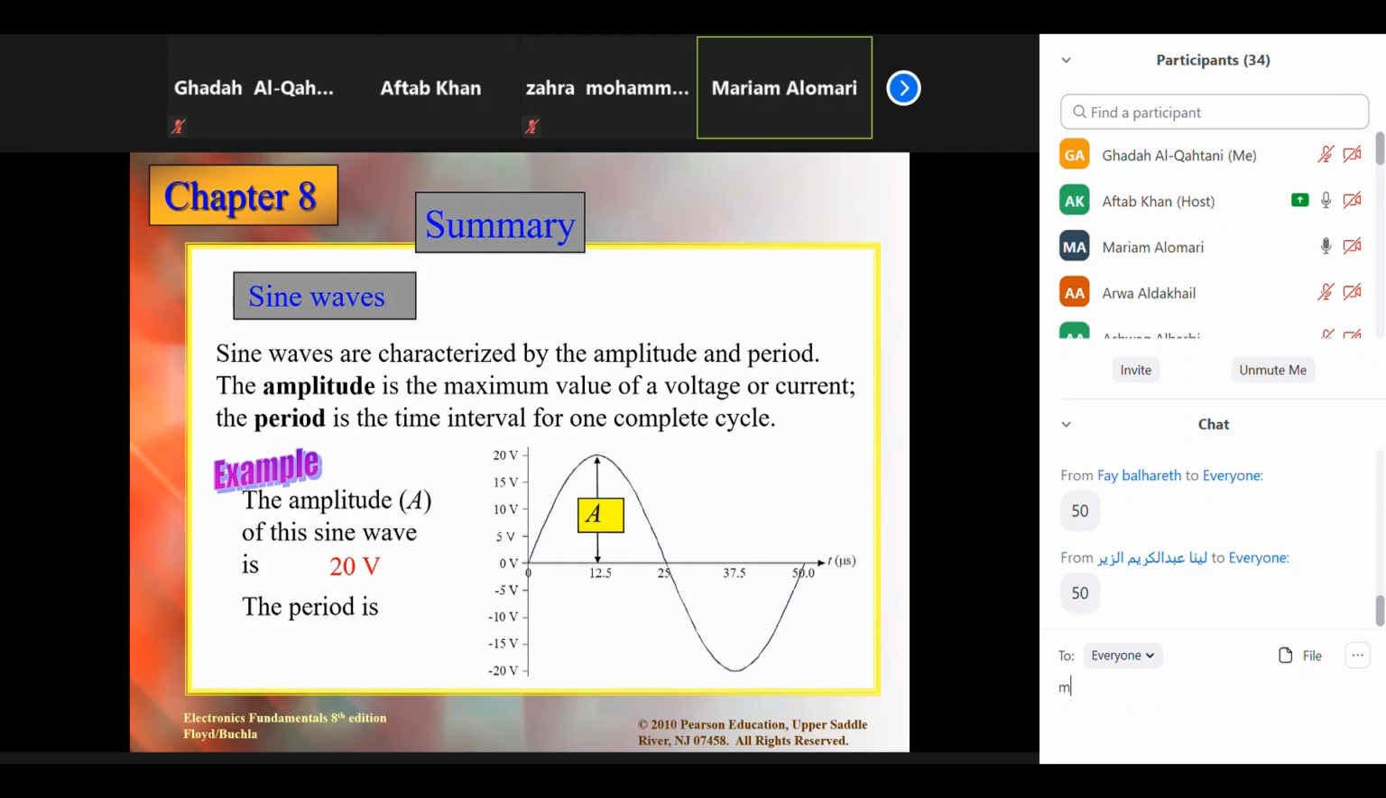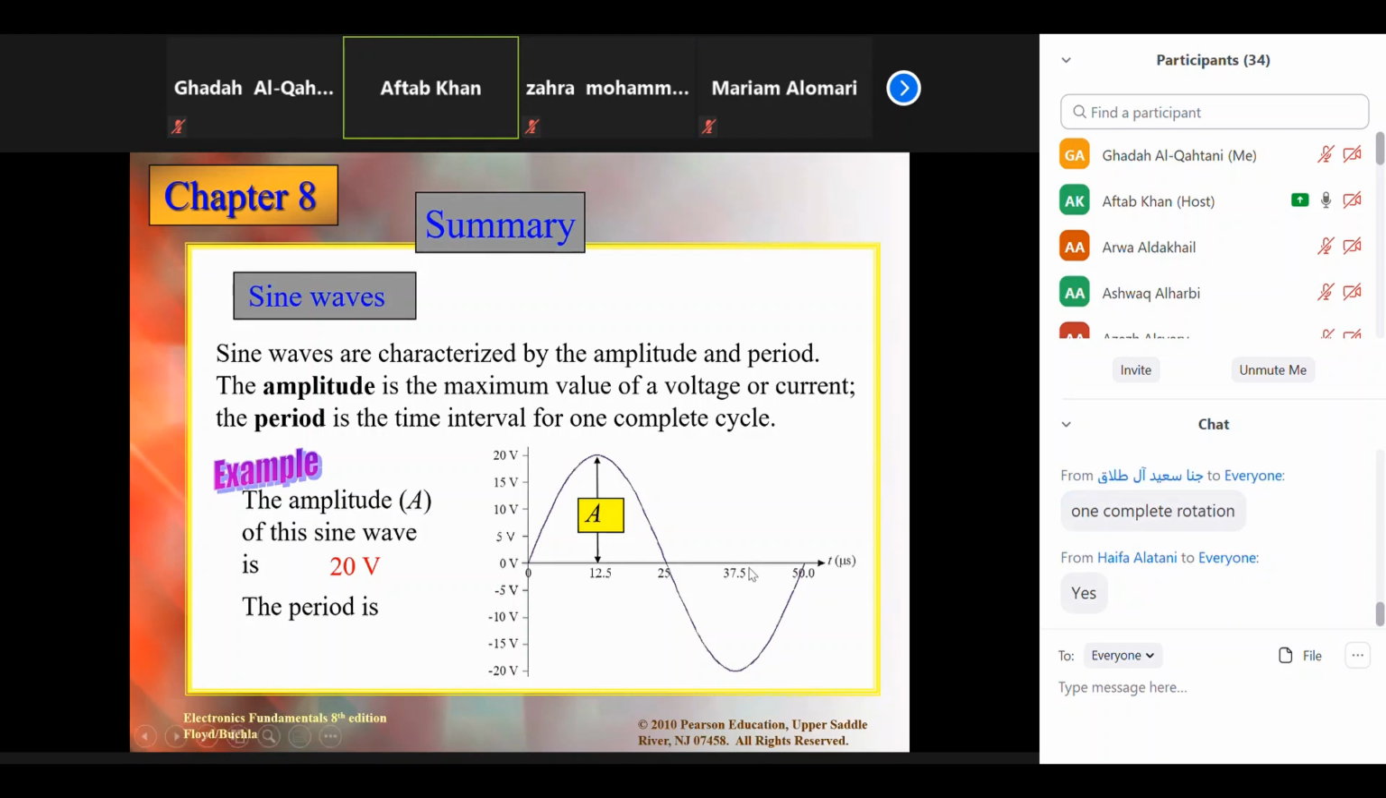50 microsecond. Yes, you can see the unit is mentioned on the axis. Without the unit, it's nothing, just a number. So 50 microseconds means that in 50 microseconds, this wave will complete one cycle. That is, start from zero, go to the maximum value positively, come down, reach the negative value and become zero here again. This is called one period. So it's easy to identify. This is 50 microseconds.